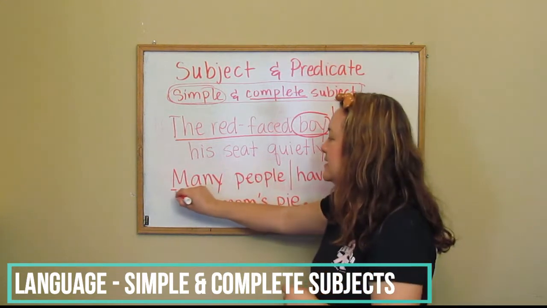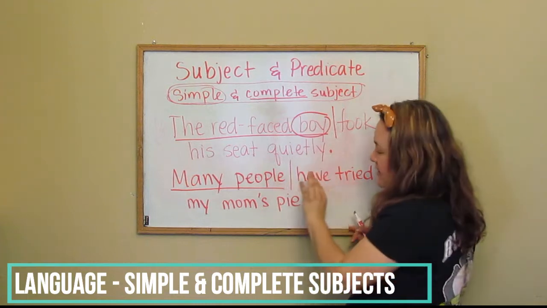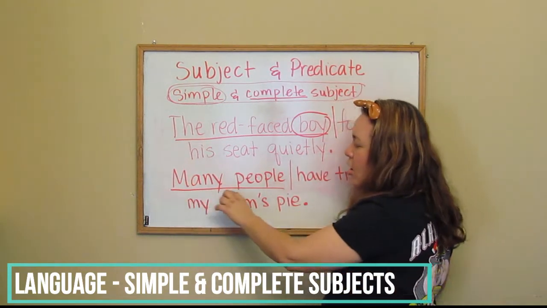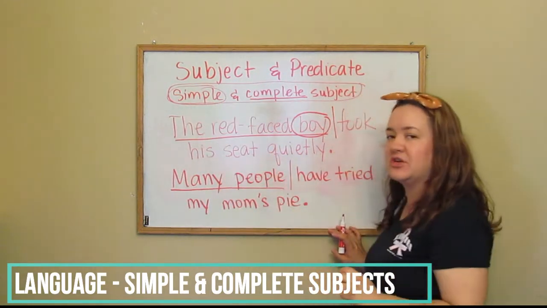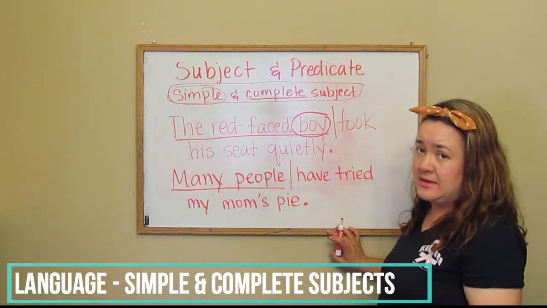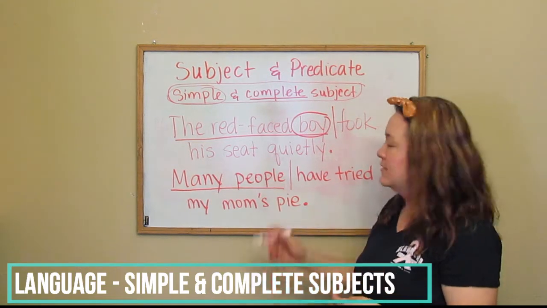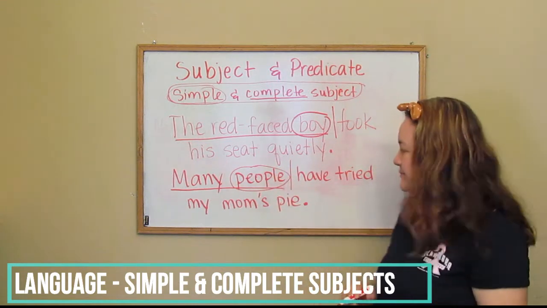That automatically gives me my complete subject. Anything in front of it's a complete subject, so I underline all those words. And now I'm going to work backwards, and I'm going to find the simple subject. What's the one word, one noun that the sentence really is about? Is it many or is it people? Of course, it's people. Many is not a noun.